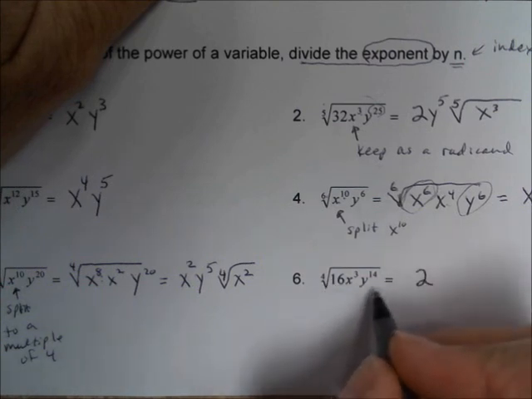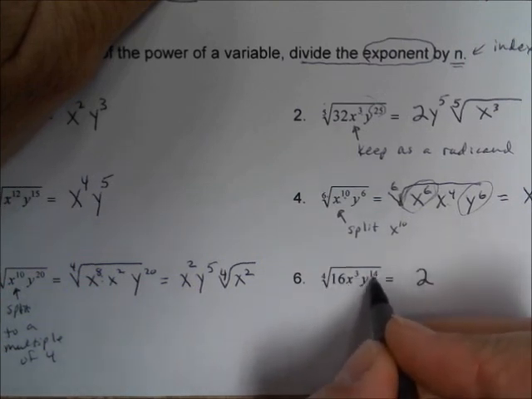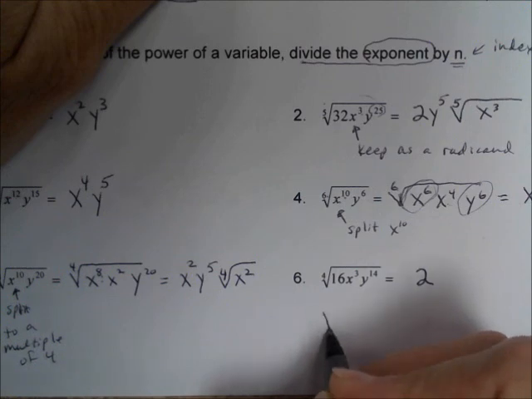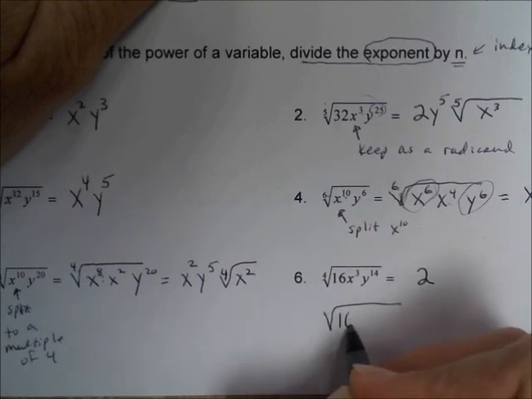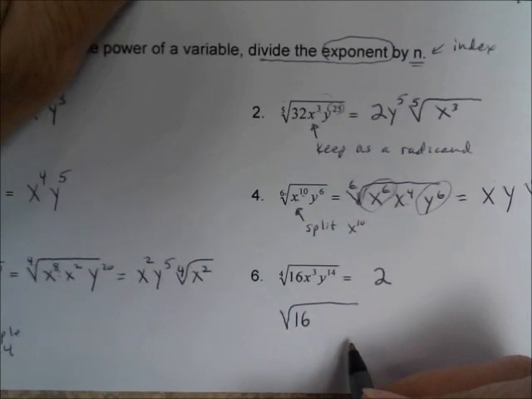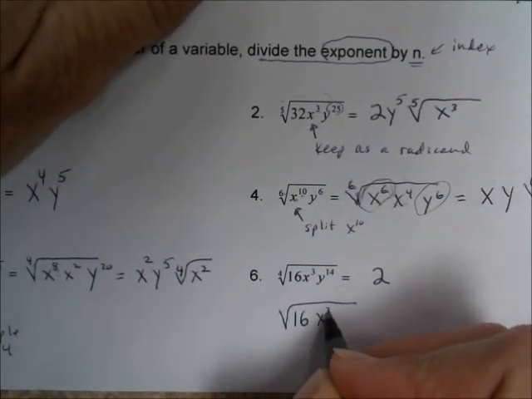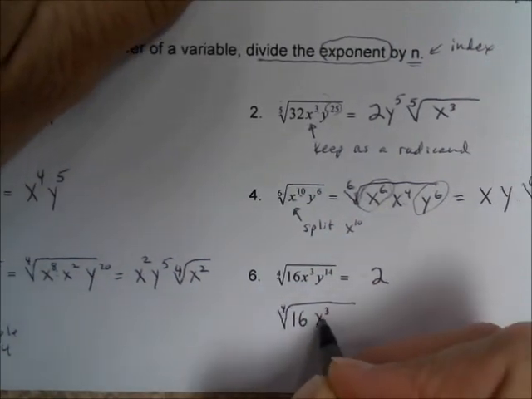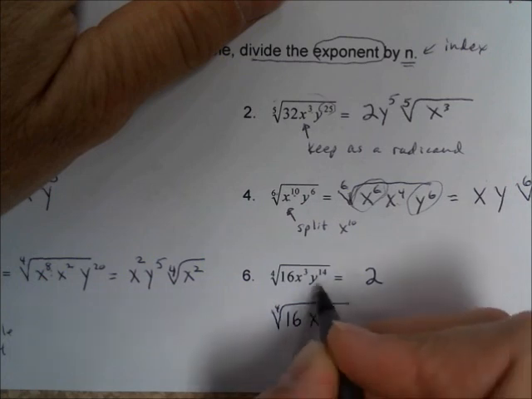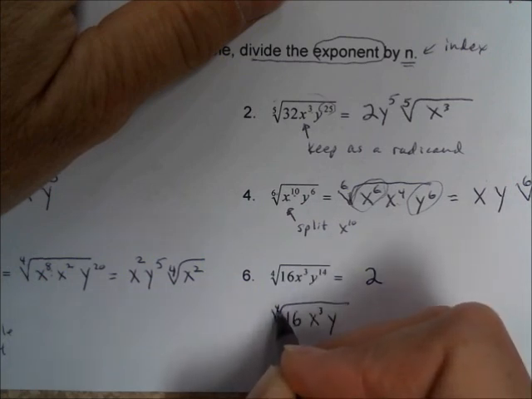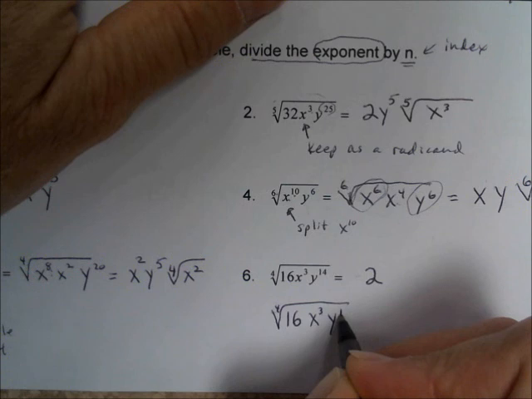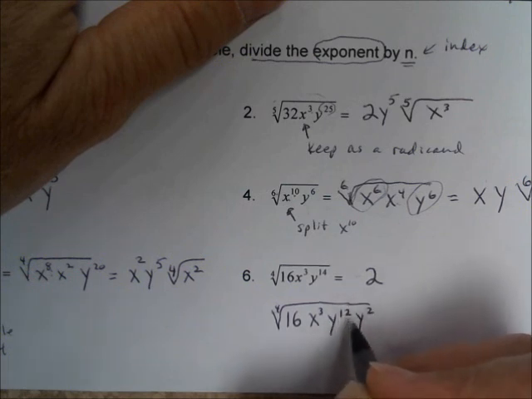Oh, we should probably split this out first because this y to the 14th we're going to have to break apart. So we'll keep the 16, x to the 3rd. 3 is less than 4, so we're not going to split that apart. But y to the 14th, we're going to split into some multiple of 4. Well, y to the 14th is really y to the 12th times y to the 2nd. That's how that is split.